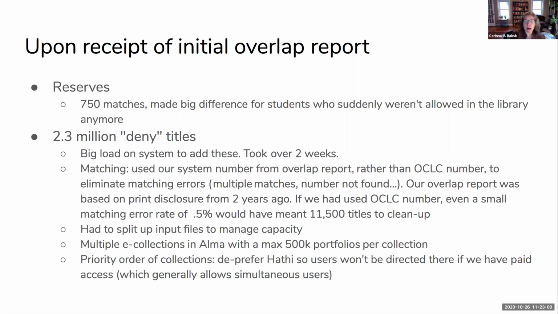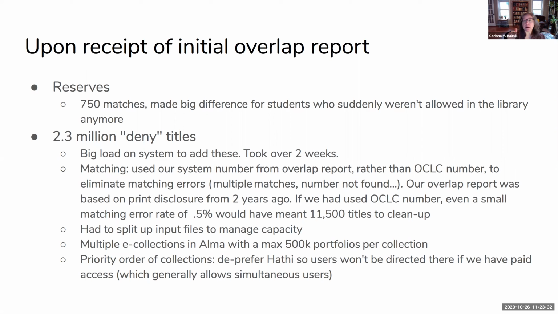I do want to mention the priority order. Alma does allow you to set a priority order of collections, and that is only relevant if you get a title through multiple platforms. So as an example, let's say we subscribe to a ProQuest ebook collection, and we get this book through there. We might also now get it through HathiTrust.